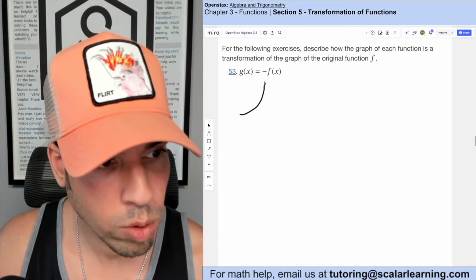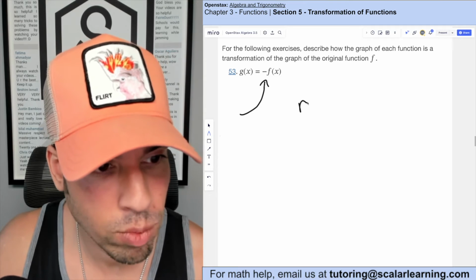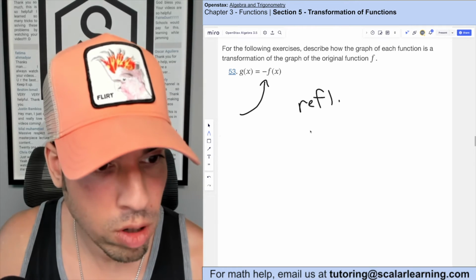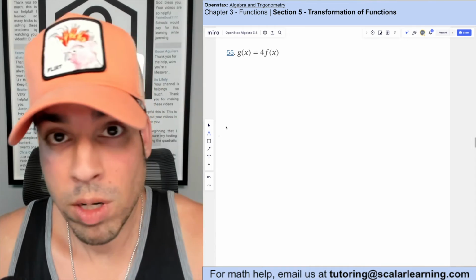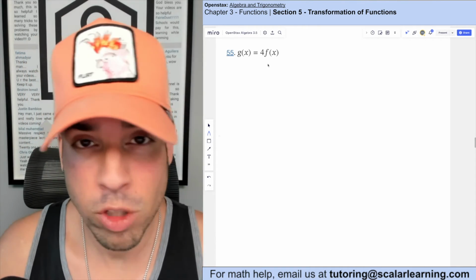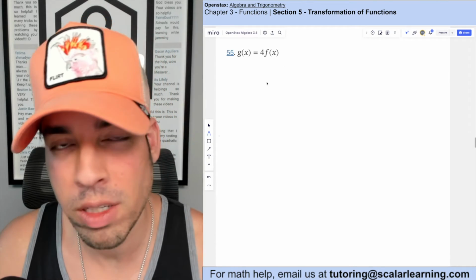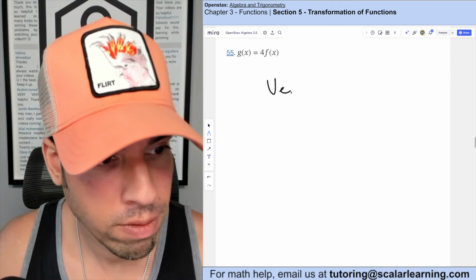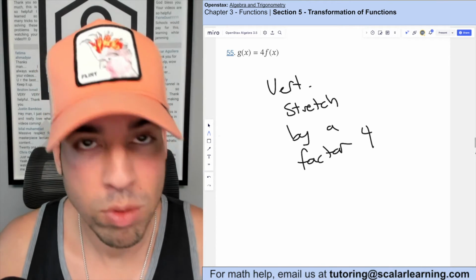Now, for this one, when you attach a negative to the original function on the outside like this, this is a reflection across the x-axis. Boom, done. Now, whenever you have a constant in front of the function, we're talking about a vertical stretch or compression. Since this is greater than 1, it's a vertical stretch. So we say vertical stretch by a factor of 4, boom, done.